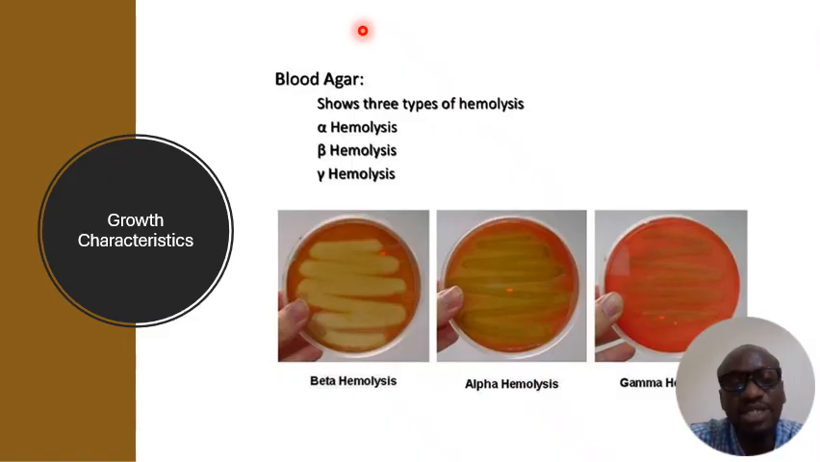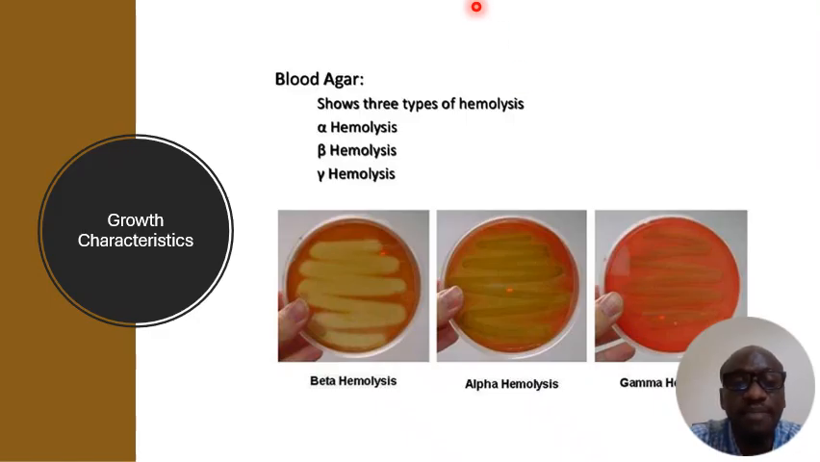There are some bacteria, when they grow on blood agar, they provide alpha hemolysis. If you can see, alpha hemolysis has a greenish colony around it, while beta hemolysis, this you can see here, and gamma hemolysis is not really conspicuous. So these are the three types of hemolysis that bacteria exhibit on blood agar, and it is a form of classifying them also.